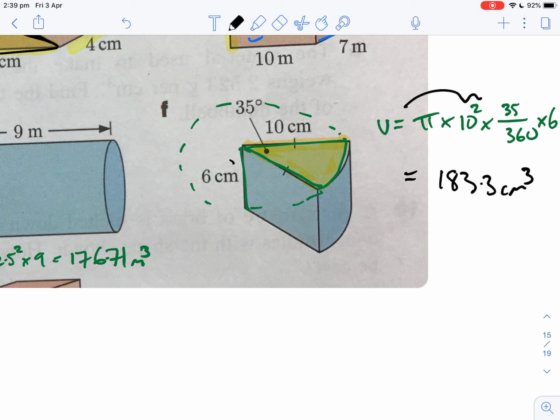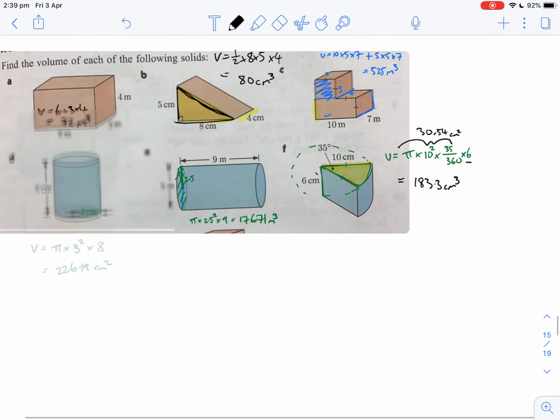The wedge face, if you like, on the top, the answer for that was just 30.54, and that was in centimetres, and that's the surface area, so that would be squared. But the time you've times that by the third dimension, that brings you to the power of 3 at the end.